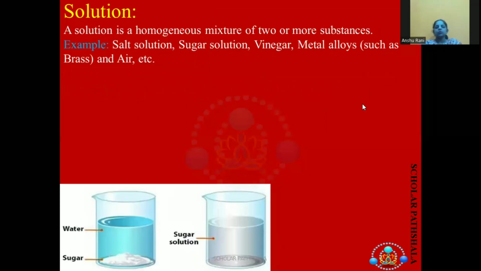So we have solution. A solution is a homogeneous mixture of two or more substances, like salt solution, sugar solution, or vinegar. Then metal alloys, like steel we are making. This is also a solution.